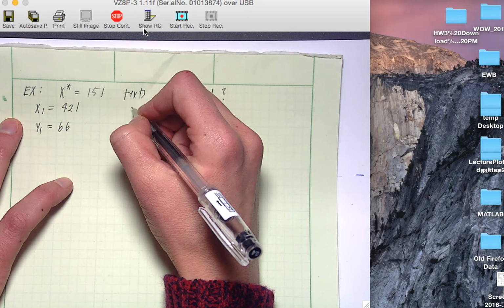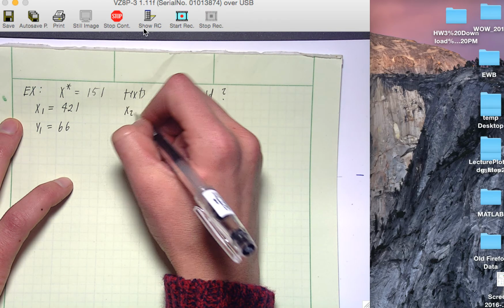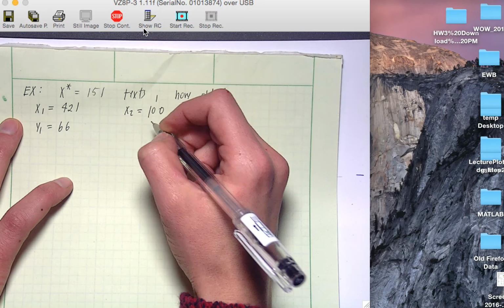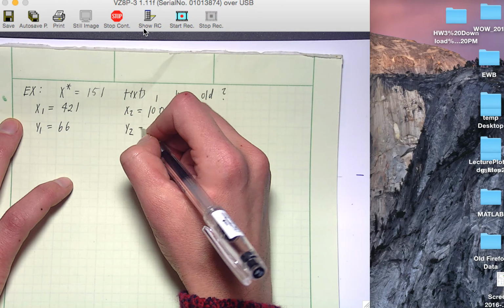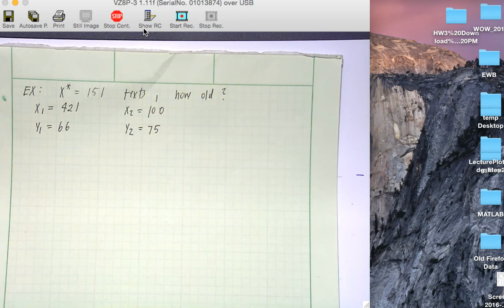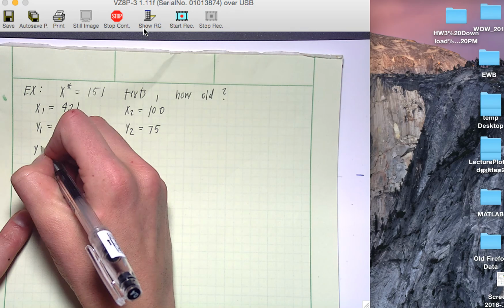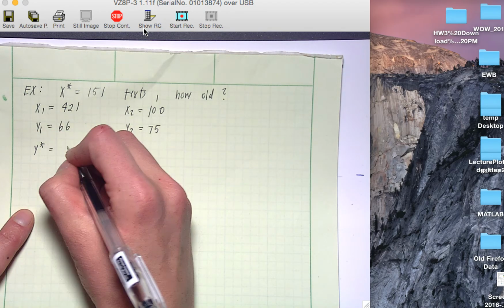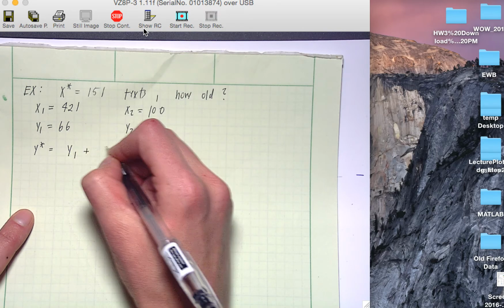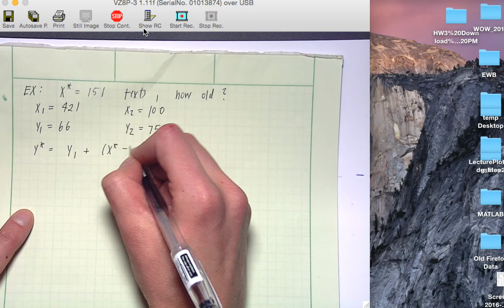So this is what the x1 value will be. The x2 value is 100. I guess I sorted these in the opposite order, but it doesn't matter. If you wanted to calculate how old this would predict this person, you would just plug those values into the formula that we wrote.